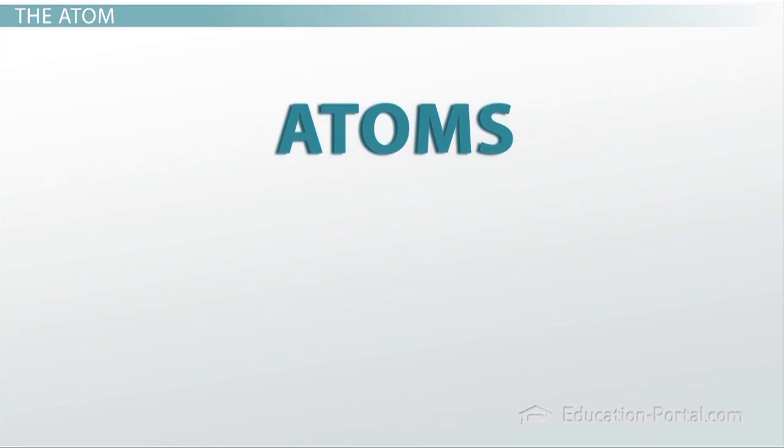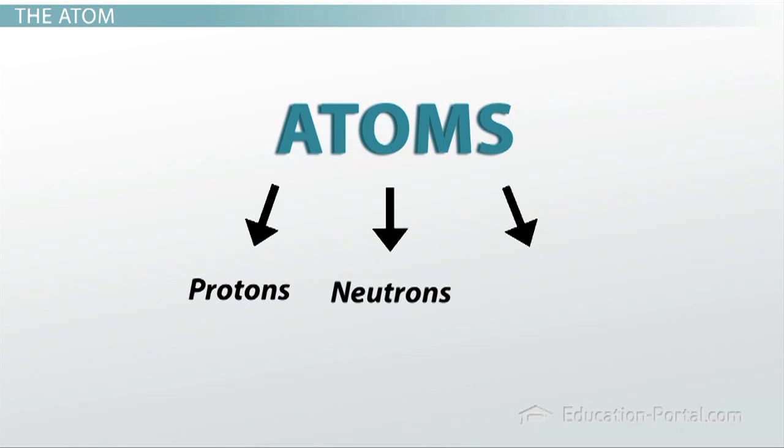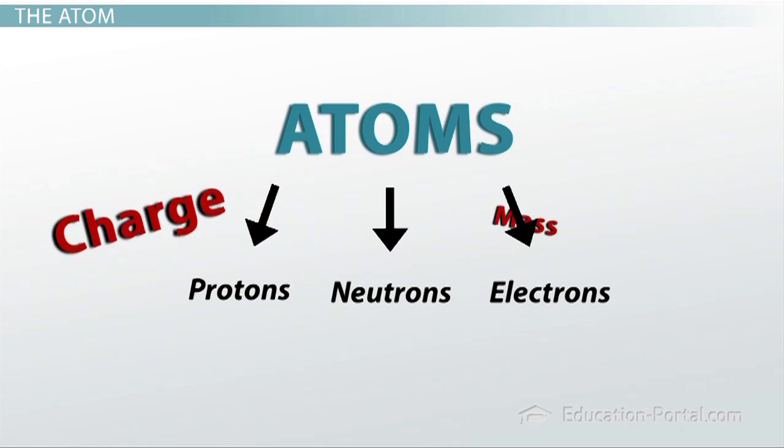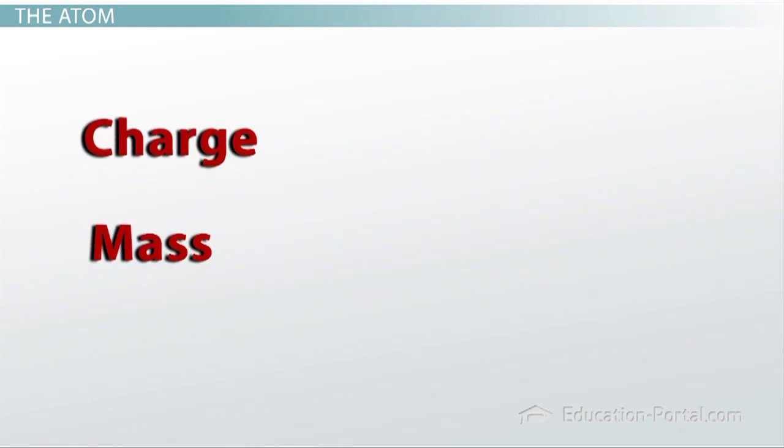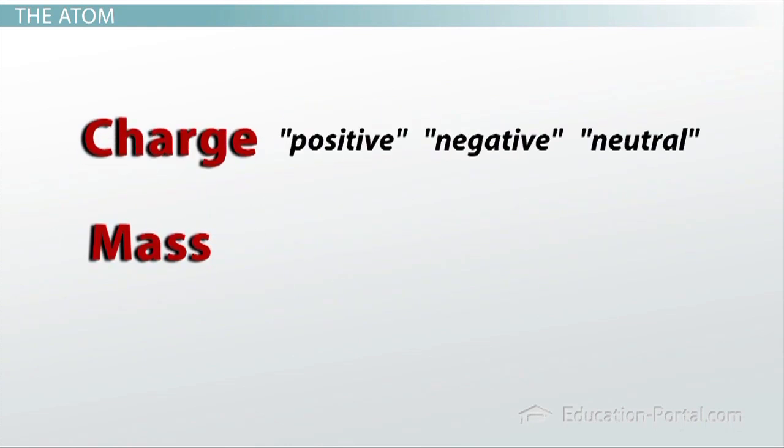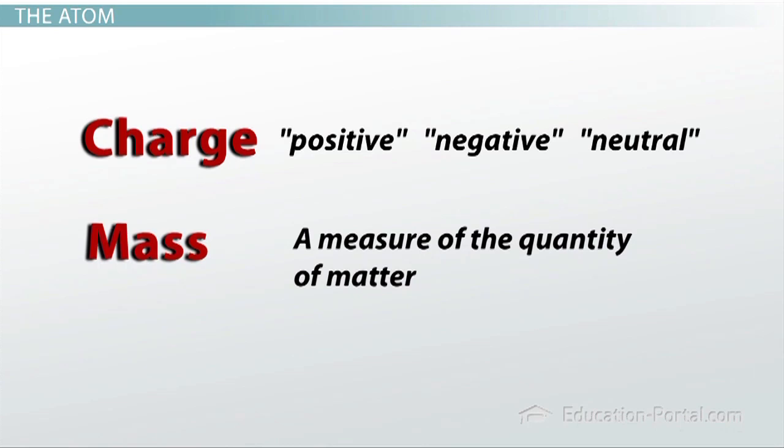So atoms can be divided into three subunits. They are composed of protons, neutrons, and electrons. All of these subatomic particles, we characterize them by two basic traits. We characterize them by charge, and we characterize them by mass. Charge is pretty basic. That's just whether or not something is positive, negative, or has no charge, right? Mass is also pretty basic. It's just a measure of the quantity of matter.